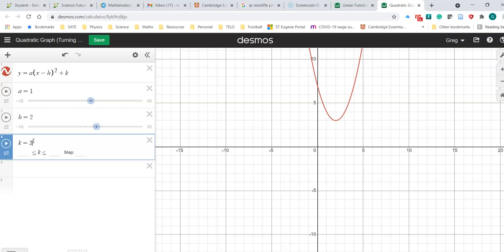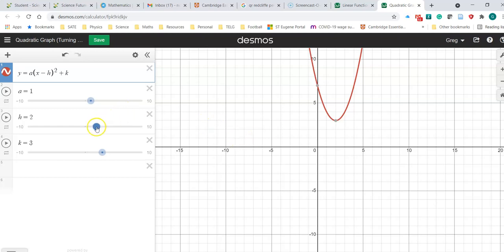The y-intercept is now 7, so not really any link there. What else has changed? Oh, the turning point. What are the coordinates of the turning point? 2, 3. Do those numbers sound familiar? Are 2 and 3 any numbers on the board that we've got already? H and K. Oh, okay.